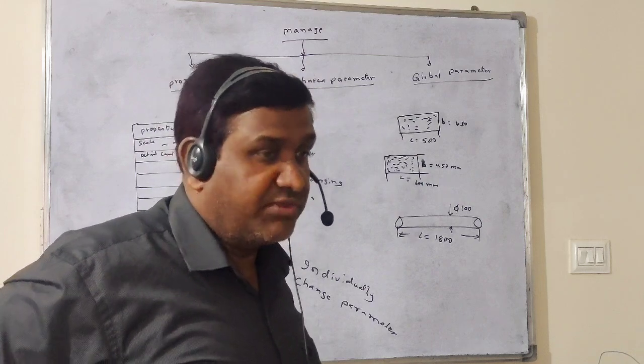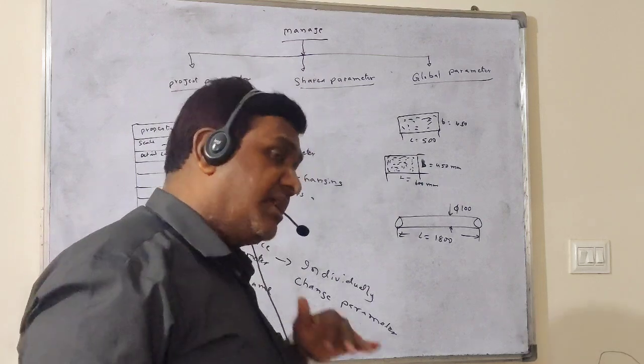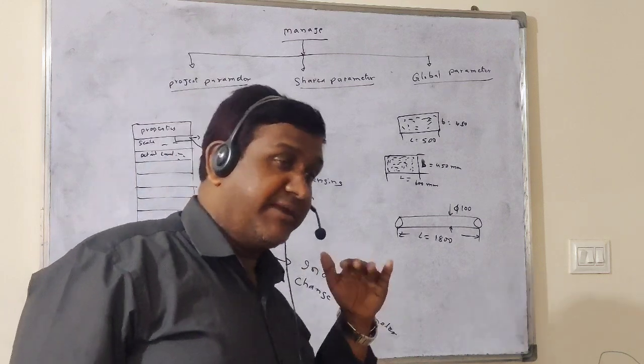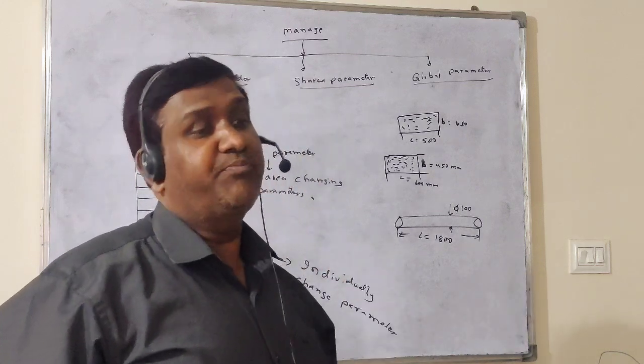So first you have to give the parameter name, then the discipline you are working in, then the parameter type, and then the group parameters.